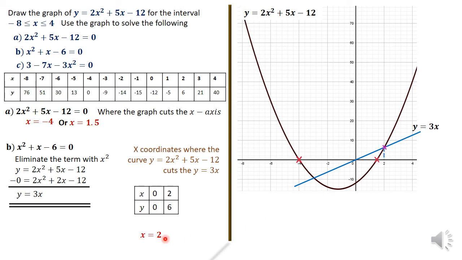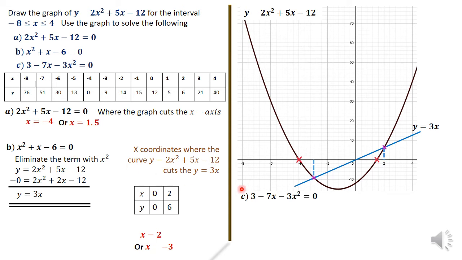The x coordinate is 2, and again there's another point here where the curve and the line intersect, and the x coordinate is -3, and therefore those are the two solutions for part B. These same answers would be obtained if you used any other method to solve the quadratic equation x squared plus x minus 6 equals 0. Let's move on to part C.